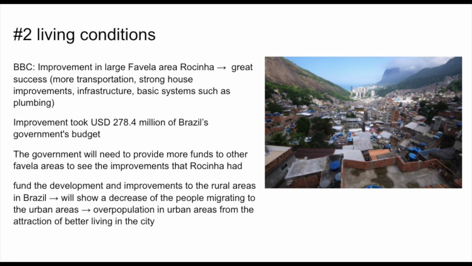The infrastructure has also been improved for transportation, such as bus links, as well as more job opportunities for the residents. Businesses, such as banks, drugstores, and many other things, have been established in these areas. The amount of money that this improvement took from the government was around 278 million.